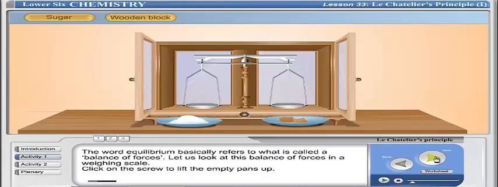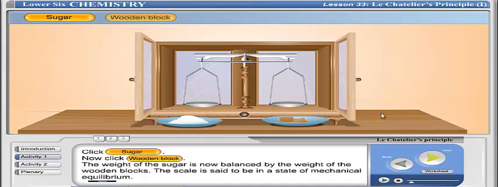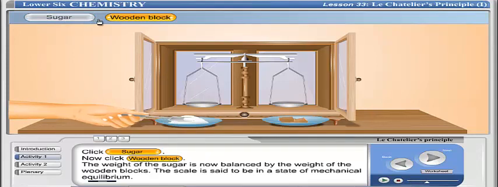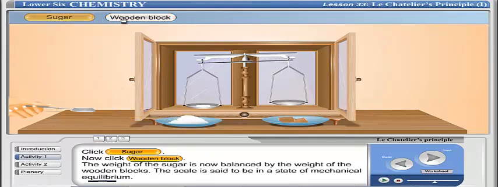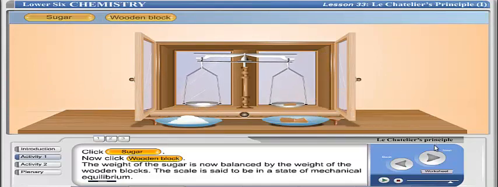The word equilibrium basically refers to what is called a balance of forces. Let us look at this balance of forces in a weighing scale. Click on the screw to lift the empty pans up. Click the sugar button. Now click the wooden block button. The weight of the sugar is now balanced by the weight of the wooden blocks. The scale is said to be in a state of mechanical equilibrium.